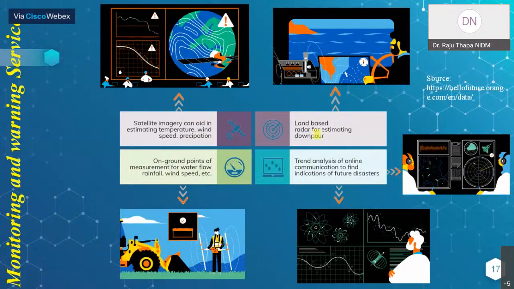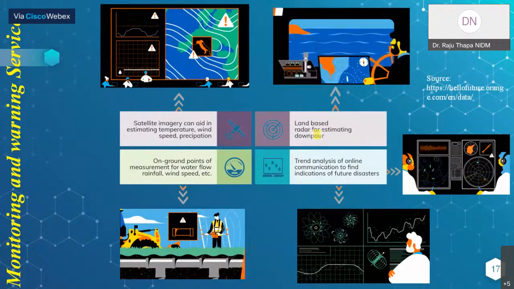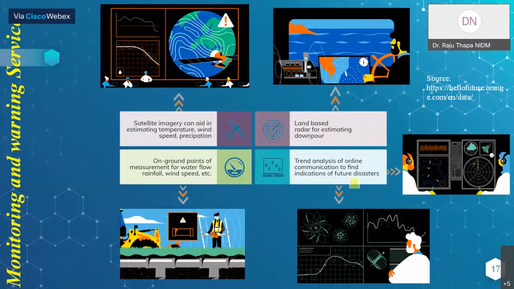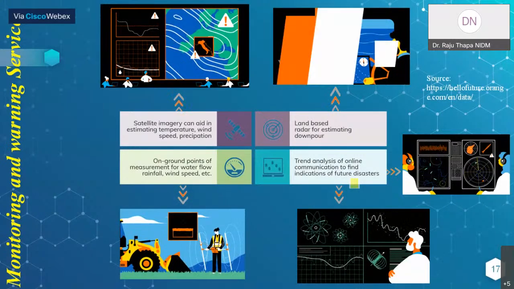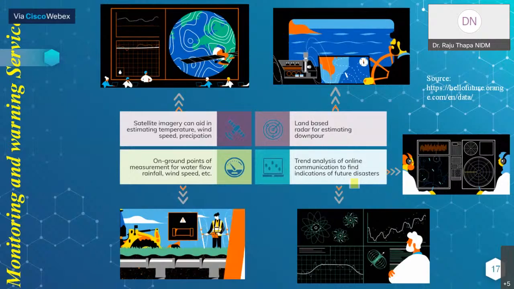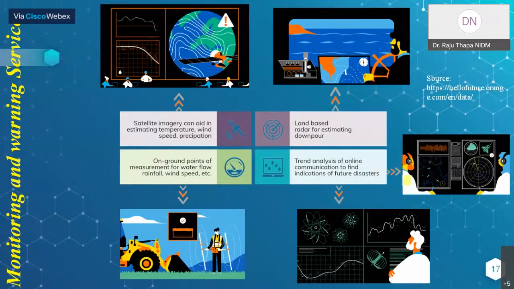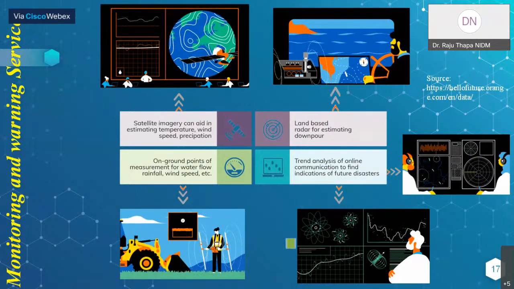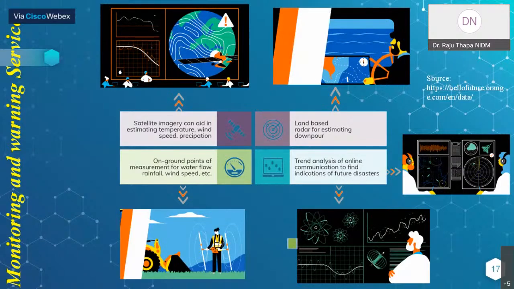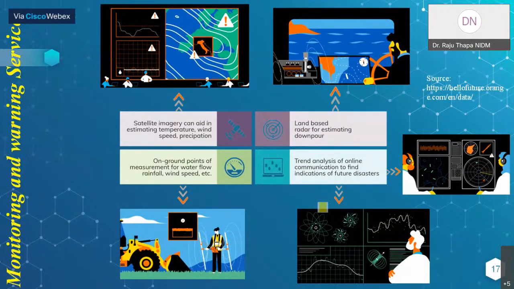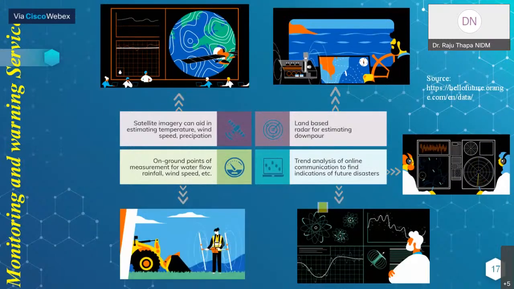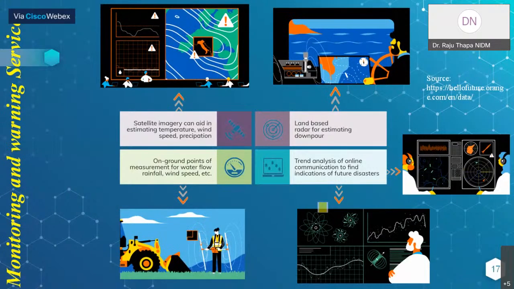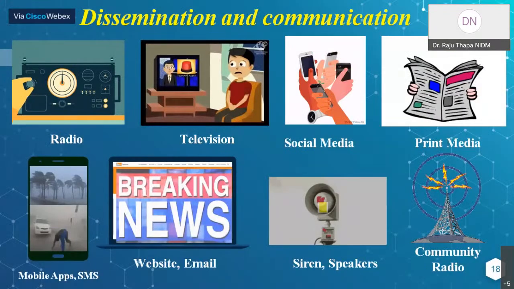After having all this data, it is useless unless you bring out some information from it. So trend analysis of the incoming data, so that you can deduce something useful from it, is very important. For that we need skilled people who can understand those data and come up with a prediction, where our nodal agency plays a very important role, so that well-informed scientific information can be transformed into a very reliable warning.